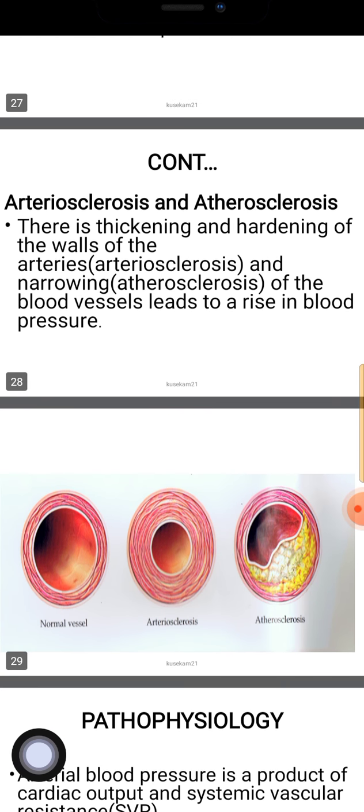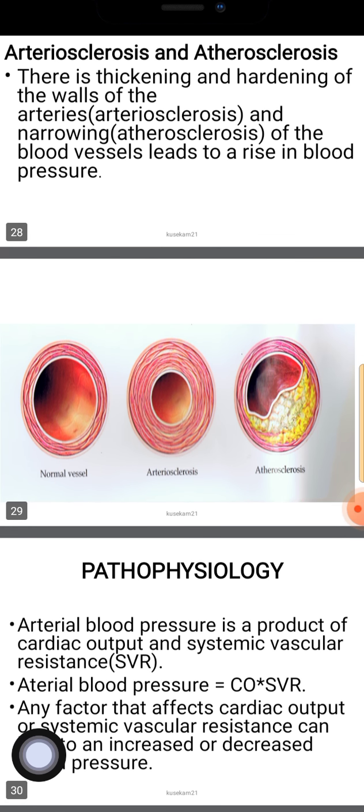Atherosclerosis, we have found this term, atherosclerosis. We said it is a hardening of the blood vessel. So if the blood vessel is hardened, it means there is also narrowing of the lumen. We said atheroma is a fat. So there is thickening and hardening of the walls of the arteries, atherosclerosis, and the narrowing of the blood vessel leads to a rise in blood pressure. There is hardening and narrowing of the lumen, raising blood pressure.